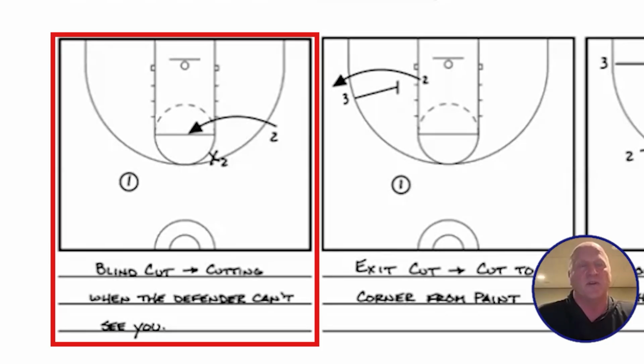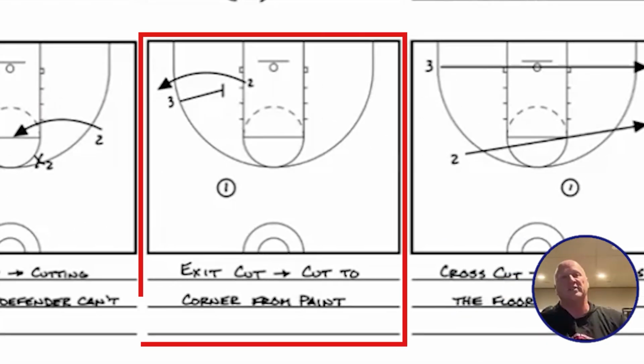And that gets us, we're able to get the ball in particular spots. An exit cut for us is a cut to the corner. So exits, that's how we get corner pins.